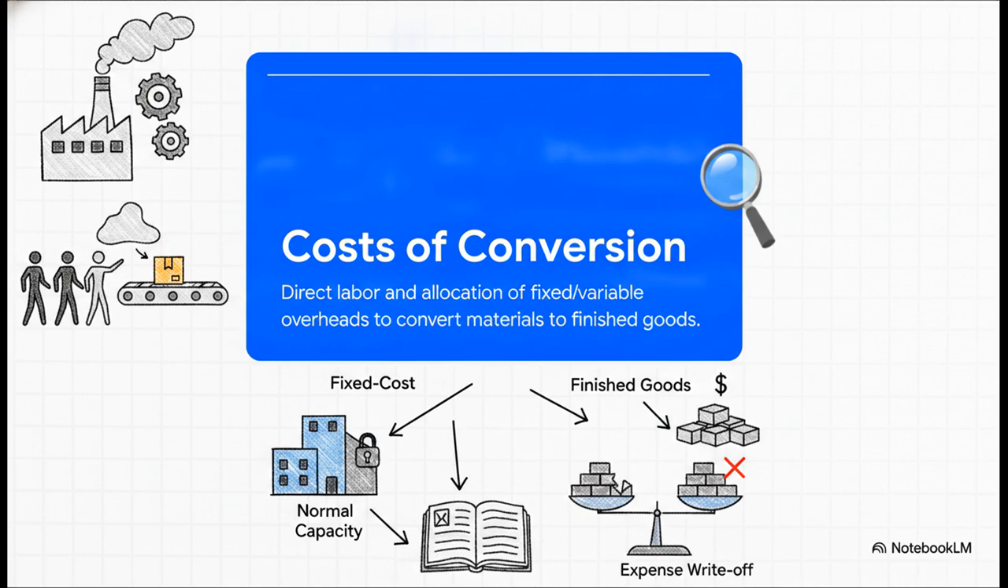That would artificially inflate your inventory value, making it look worth more than it is. Instead, you allocate based on the normal 10,000 units, and the unabsorbed overhead is immediately written off as an expense. Conversely, if you have an abnormally high production month, you actually decrease the overhead allocated per unit, ensuring you never value the inventory above actual cost.